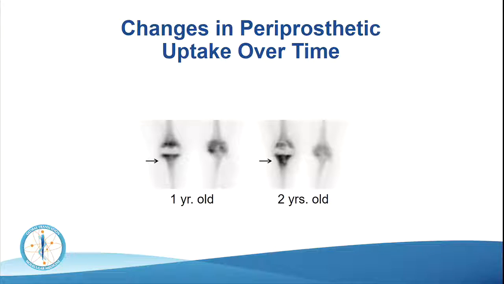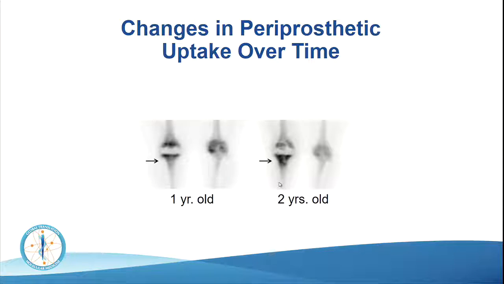Now here's a case of a patient with a painful right knee arthroplasty. Here it is at 1 year old. There's mildly increased activity around both the femoral and tibial components. It's hard to know what to ascribe that to. For whatever reason, no intervention occurred. The patient's pain persisted or perhaps got worse, and a year later, or 2 years after insertion, notice the dramatic change in the periprosthetic uptake around the tibial component.